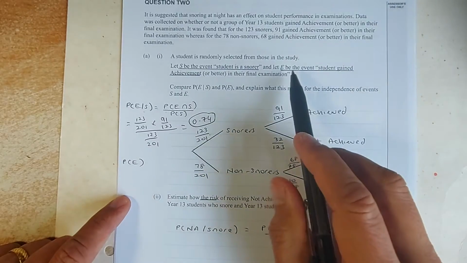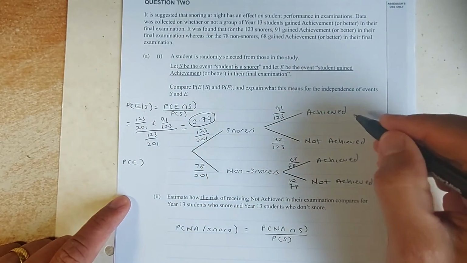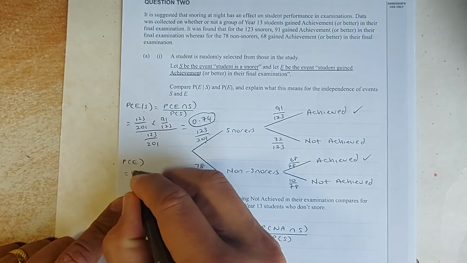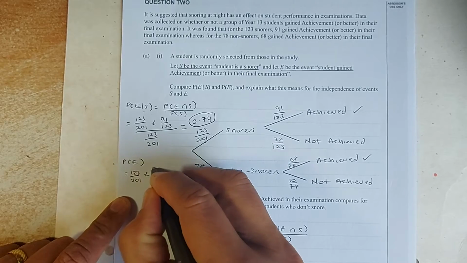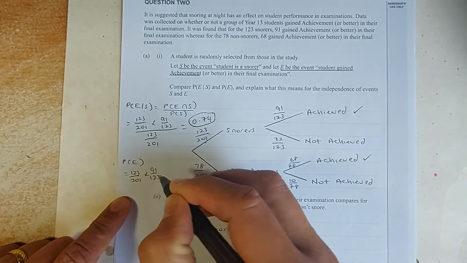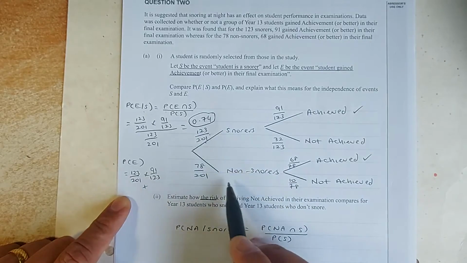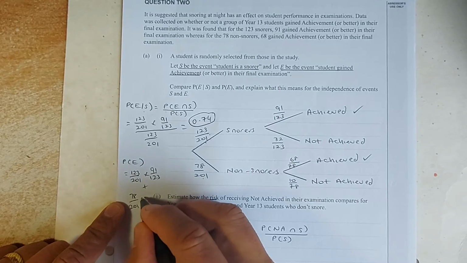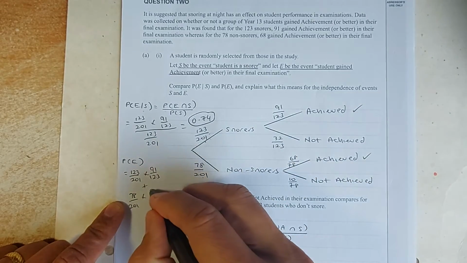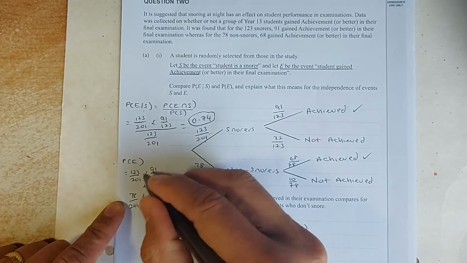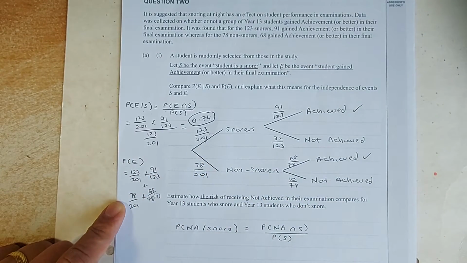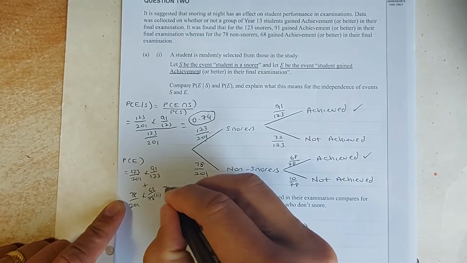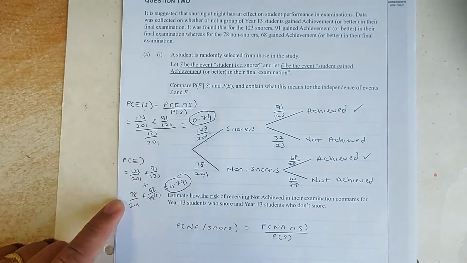Now, the probability of E, given that the student gains achievement, so they can get achievement on here or here. So it's going to be this times this: 123 over 201 multiplied by 91 over 123. Or it could also be non-snorer and achieve: 78 over 201 multiplied by 68 over 78. If you add these two numbers together, you're going to get the answer as 0.791. So that will be the answer.